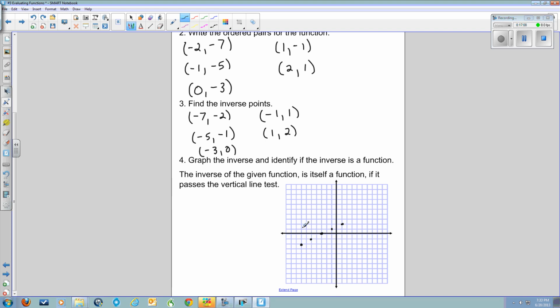And imagine if we were to pass a vertical line through these points, at any given time, that vertical line would only hit one point. It would never hit more than one. So yes, it does pass the vertical line test, and if it passes the vertical line test, it is indeed a function. So we'll say the inverse is a function.